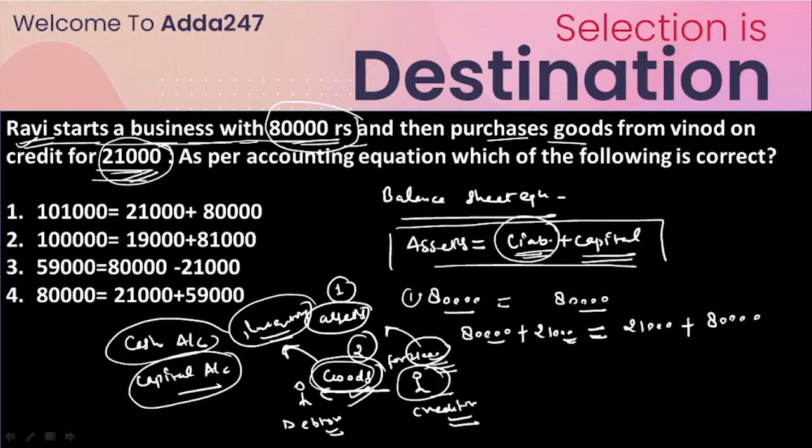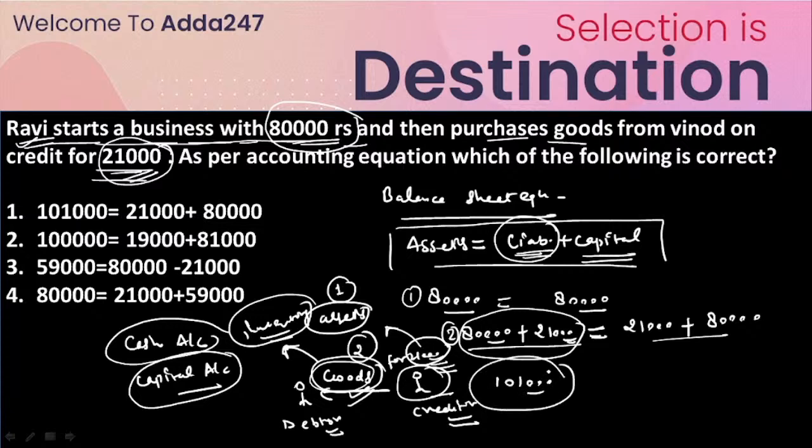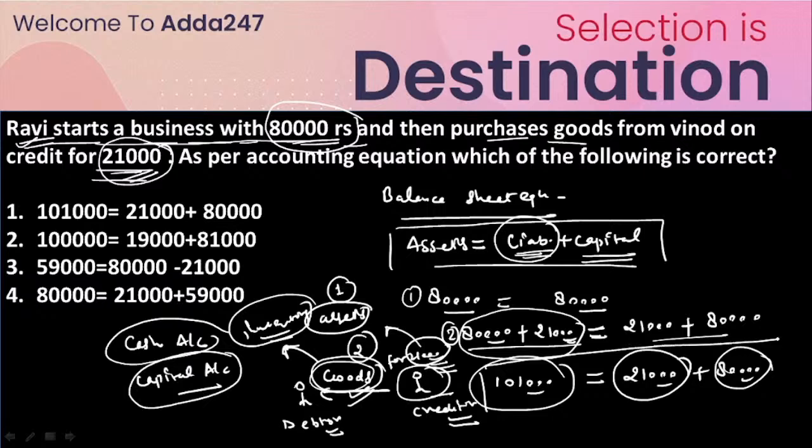So this is the first equation, or say this is the first line, and this is the second line, or say this is the final line. So if I say total assets, what I have is 1,01,000 rupees in total assets. And if I say liabilities and capital, liabilities are 21,000 rupees and capital is 80,000 rupees. So this is how we maintain a balance sheet equation, or say make the balance sheet equation.